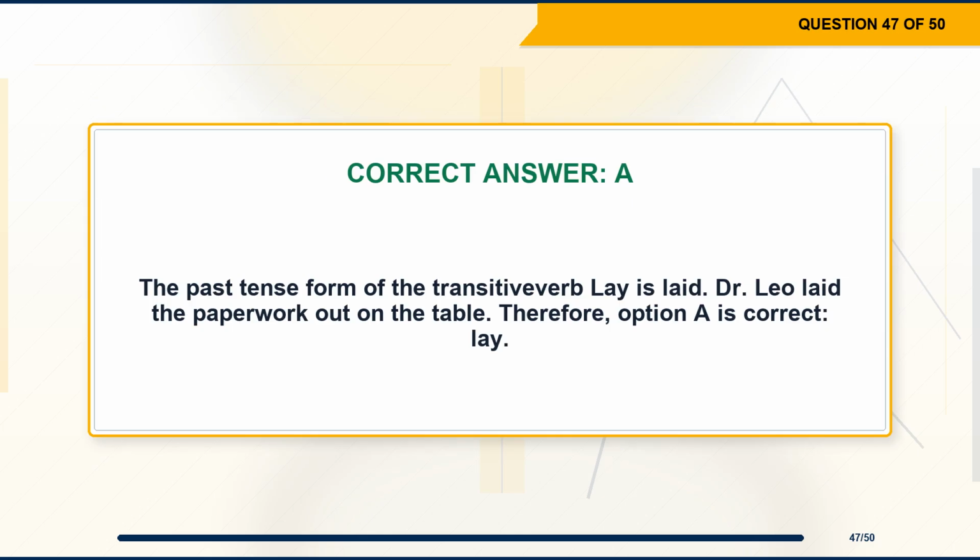Explanation: the past tense form of the transitive verb lay is laid. Dr. Leo laid the paperwork out on the table. Therefore, option A is correct, lay.